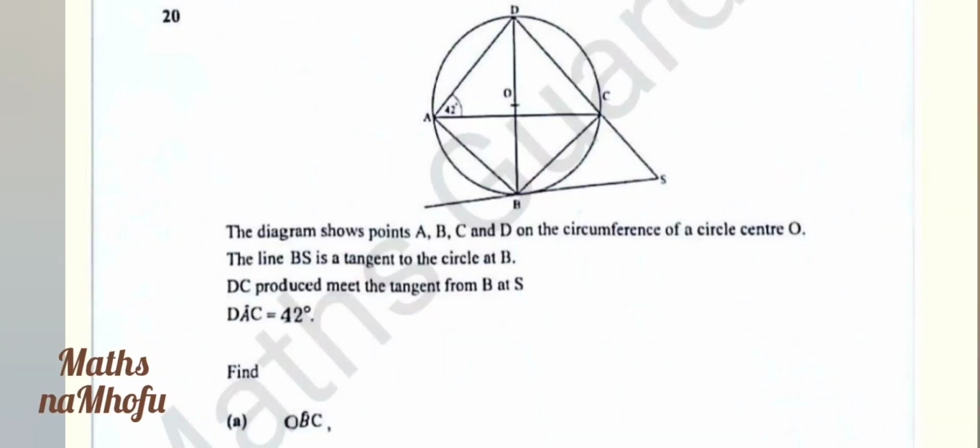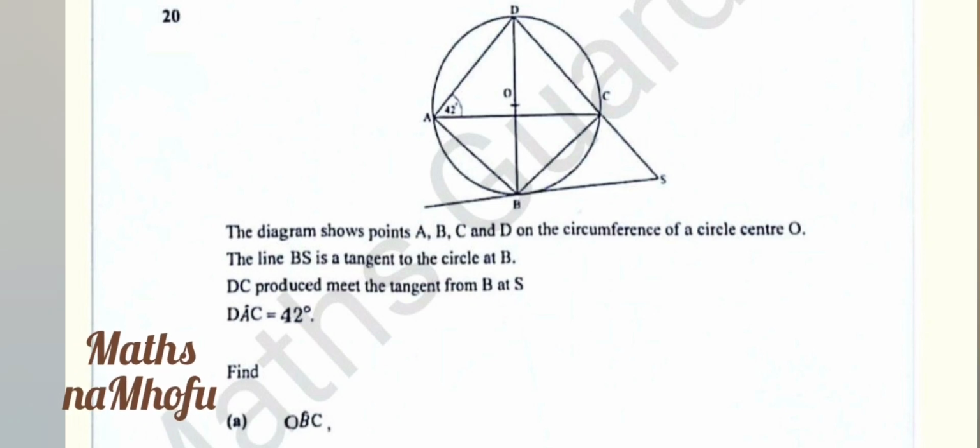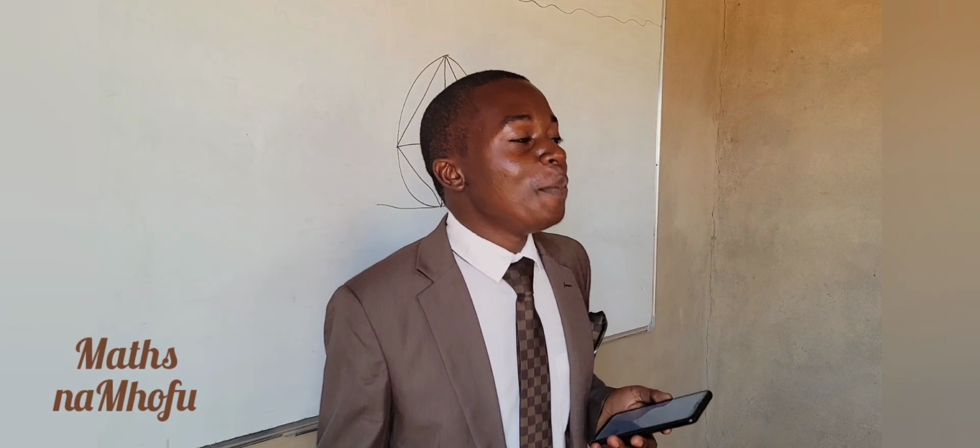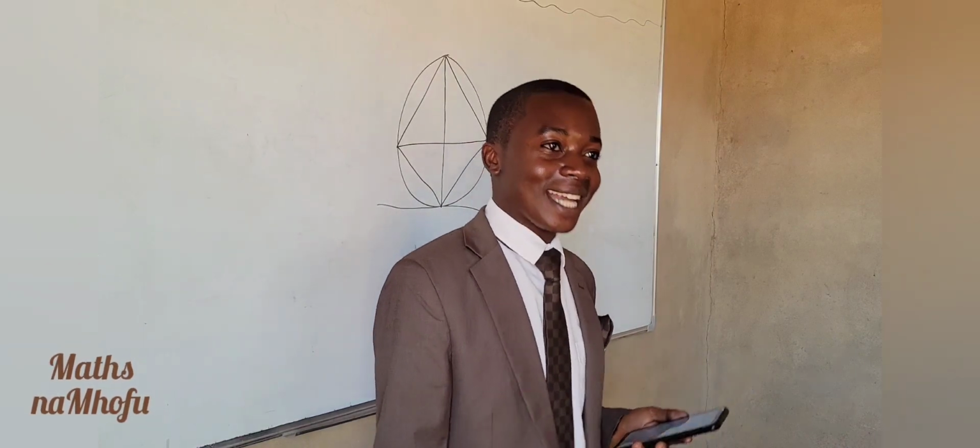Yes, I'm going to read the question. The diagram shows the points A, B, C, and D on the circumference of a circle, center O. The line BS is the tangent to the circle at B. DC produced meets the tangent from B at S. Find OBC. These are the questions we're now asked to find. You may take your seats, my dearest daughters and sons.